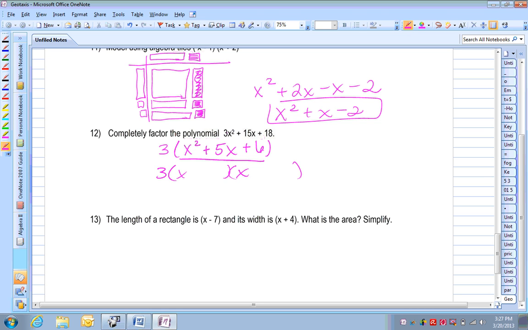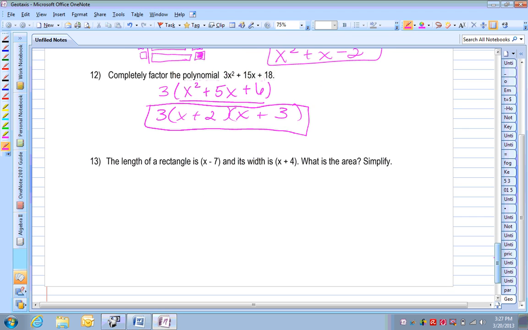And I need two numbers that multiply to 6 but add to 5. And that's going to be positive 2 and positive 3. So that is my completely factored polynomial right there. There's nothing else I can do.